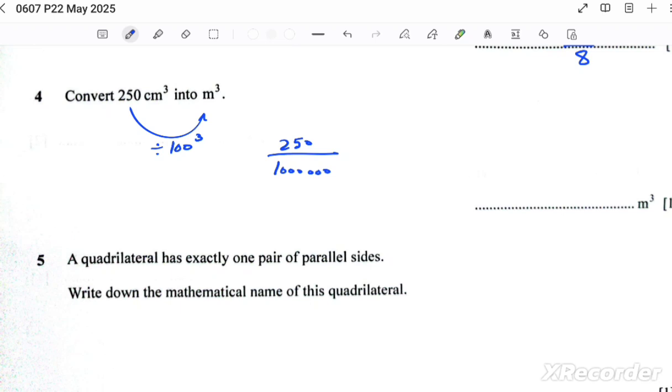So if you divide this one by 10, you can cancel those zeros. So 25 over 100,000. So 0.1234, we have 5 decimal places. So let's write the final answer, 0.00025.